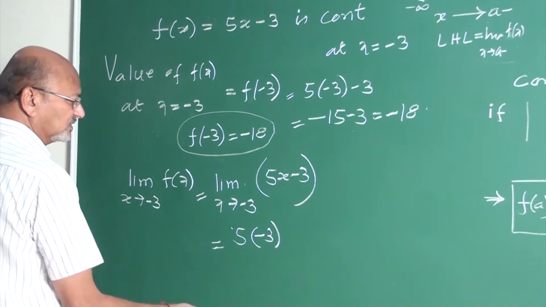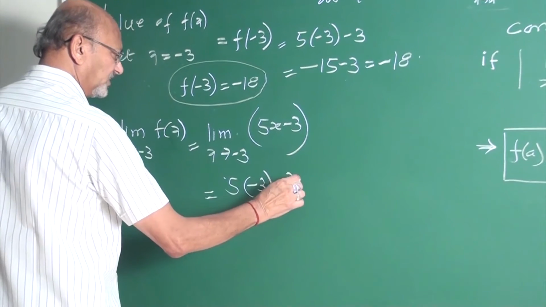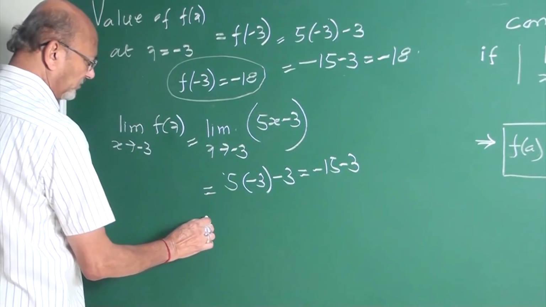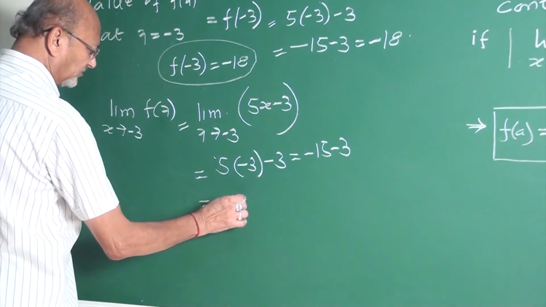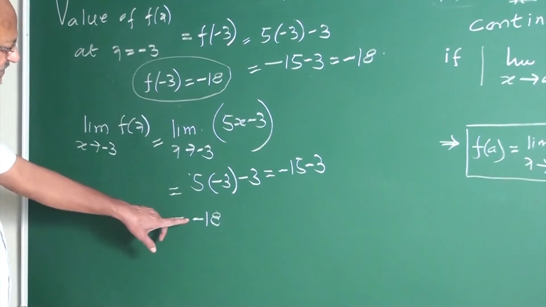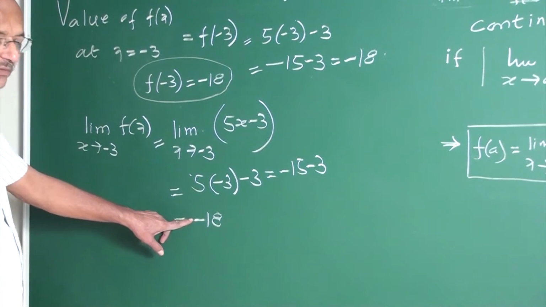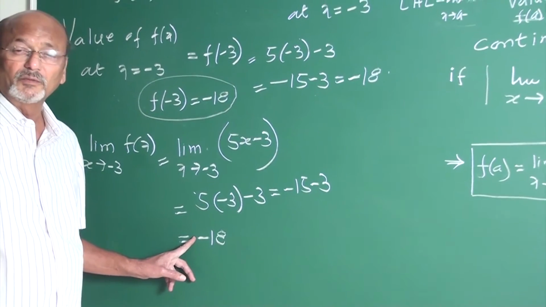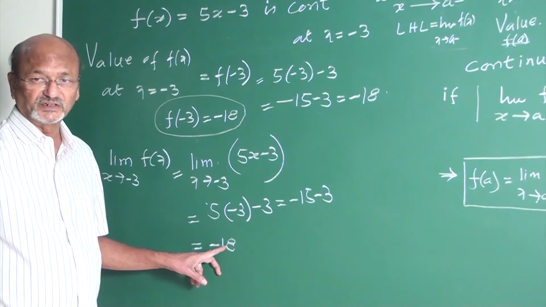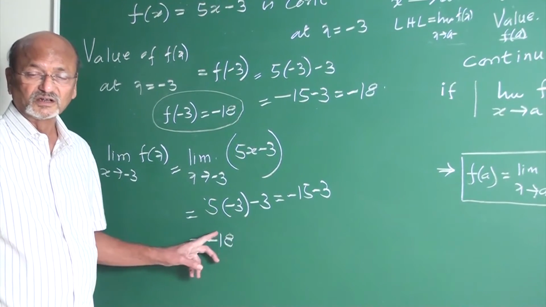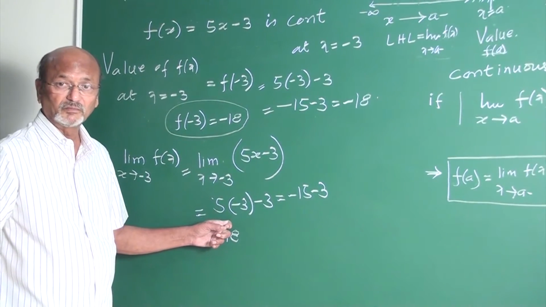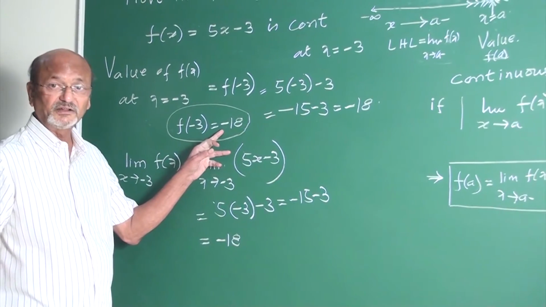What is this limit? Even though it is the same, my friends, it is minus 15 minus 3, which is minus 18. This is the exact value of f. This is the limiting value of f. Limiting value means that the value never need be minus 18. It is a value which is near to minus 18. It may be a little more or a little less than minus 18, but it never is minus 18. But in this case, it is exactly minus 18.